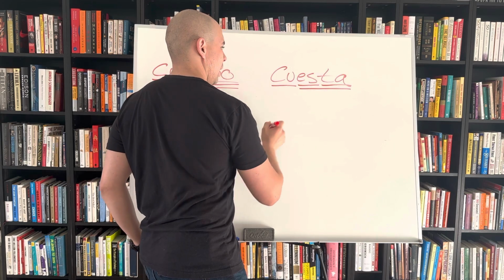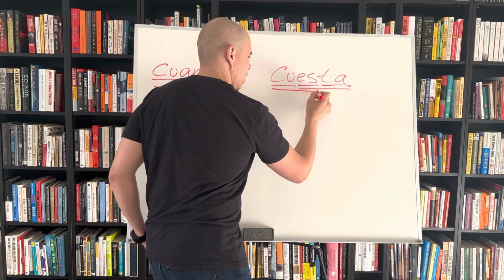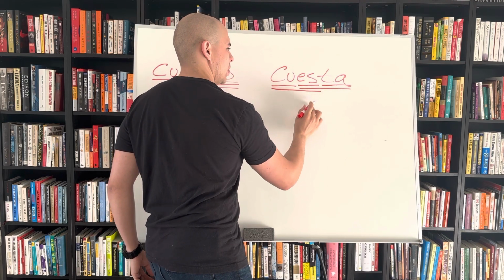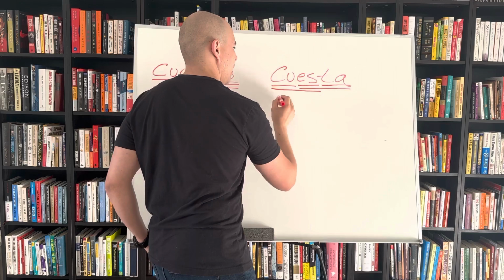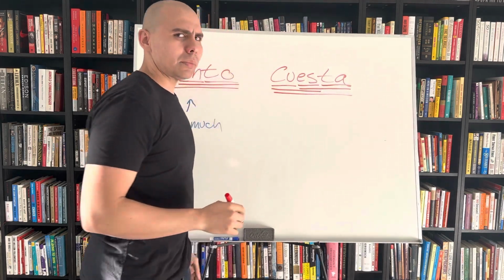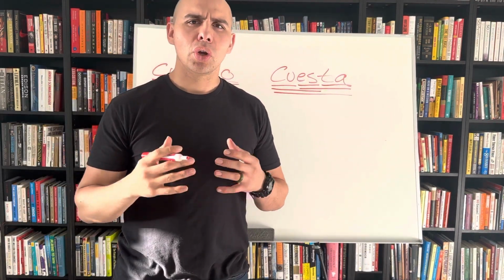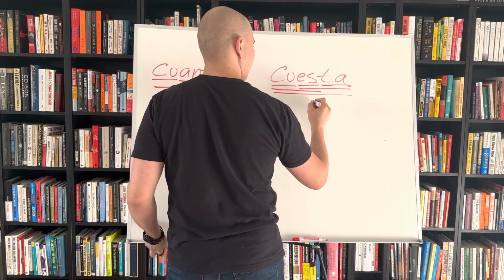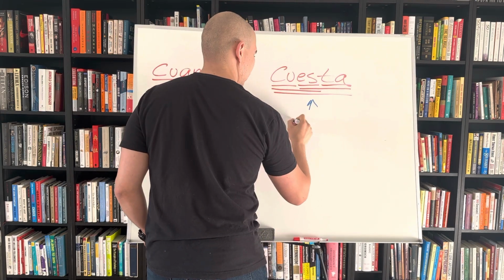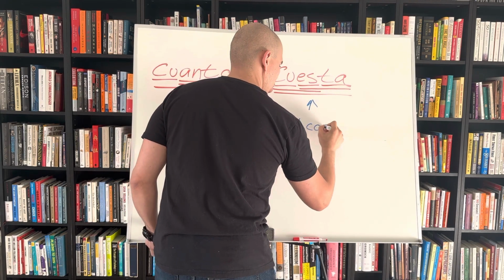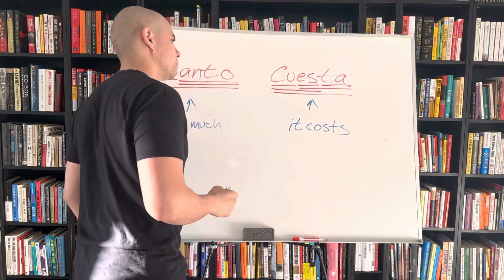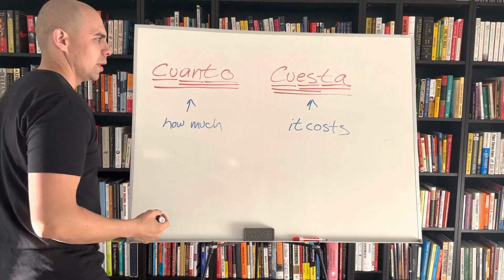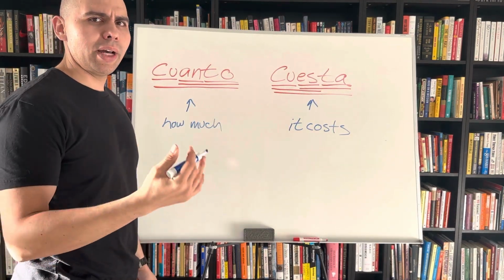Cu. And as before, you blend these two, cues, as one quickly. Cues. And then just add the ta. Cuesta. And that word by itself, like this, means it costs. Okay? But when you put these two words together, cuánto cuesta, the whole phrase means how much does it cost?